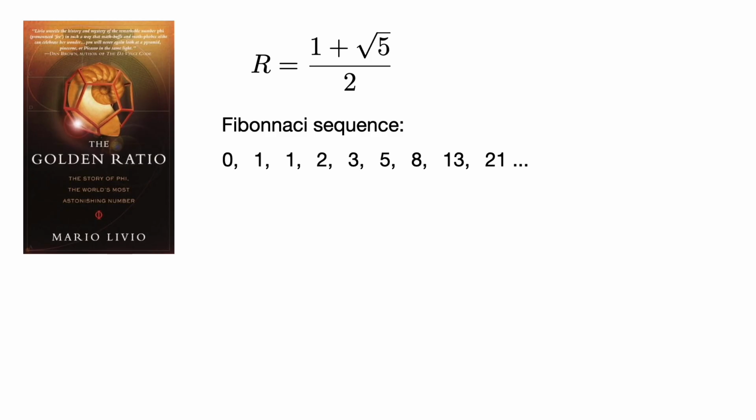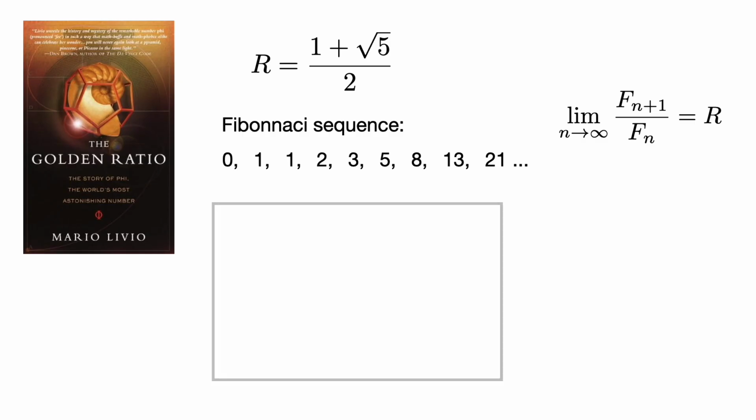Now you might think, what if I take the ratio of the current value to the previous value? And then I look at how that ratio changes as I go off to infinity. It turns out that value converges to the golden ratio. So that's one place it arises.